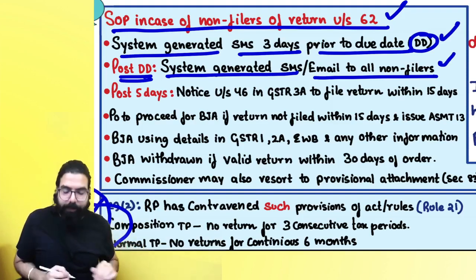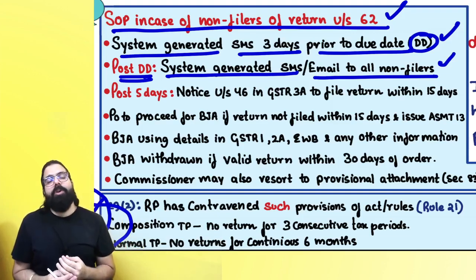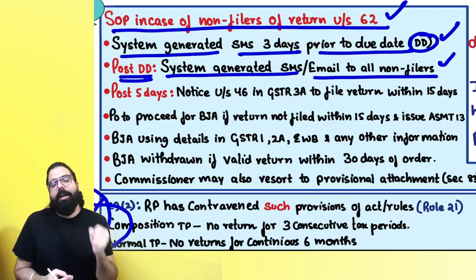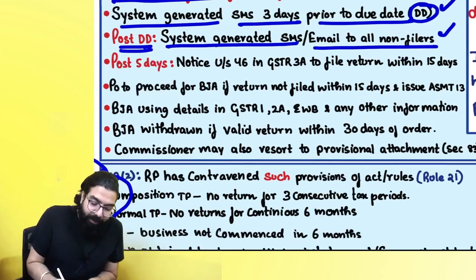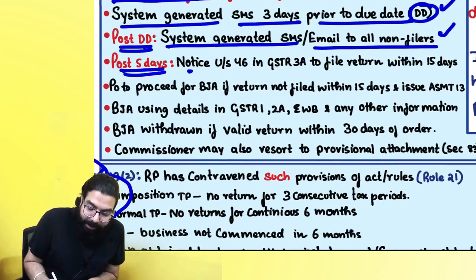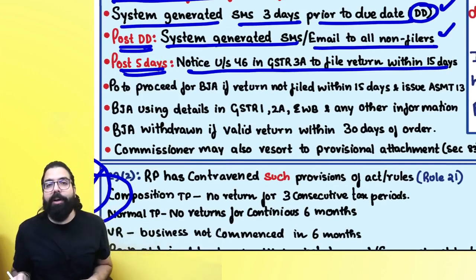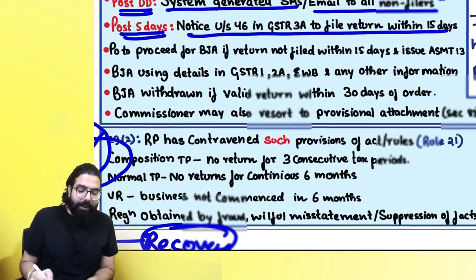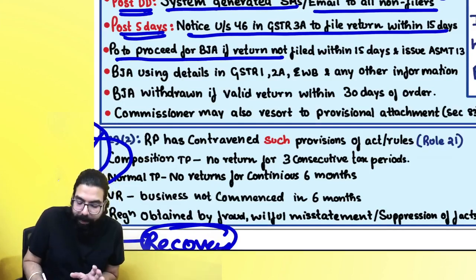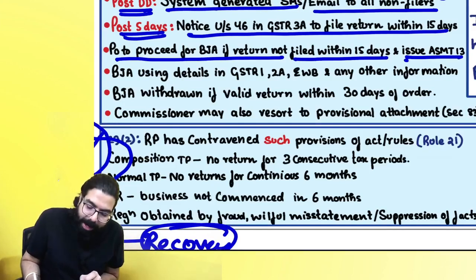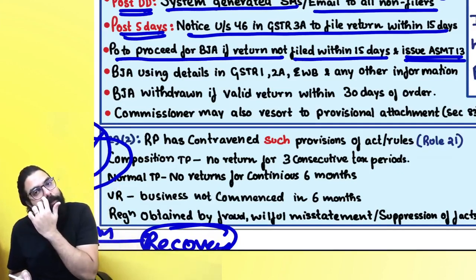For whoever has not filed, once the due date gets over, please send an SMS or an email. After 5 days, send them a love letter saying, please file your return within 15 days. If they don't file their return, then the proper officer can go ahead and do the best judgment. If the return is not filed within 15 days, they can issue ASMT 13.